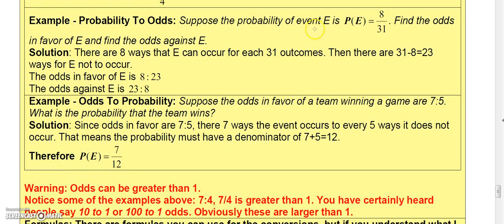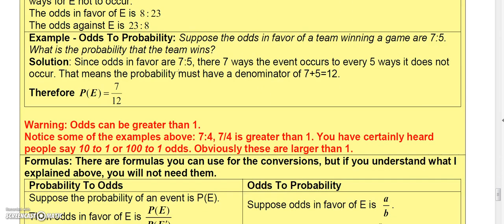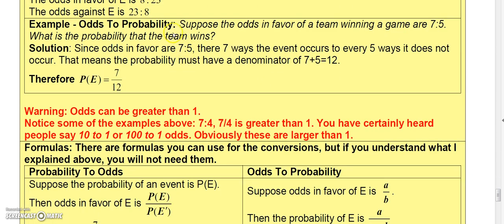Here's another example. Again, the probability is given as 8 out of 31. So if there are 8 ways the event can occur out of 31 total, then subtract 8 from 31 and you get 23 ways the event cannot occur. Therefore, the odds in favor of the event would be 8 to 23. Now if you wanted the odds against the event occurring, you just switch those around and say 23 to 8.